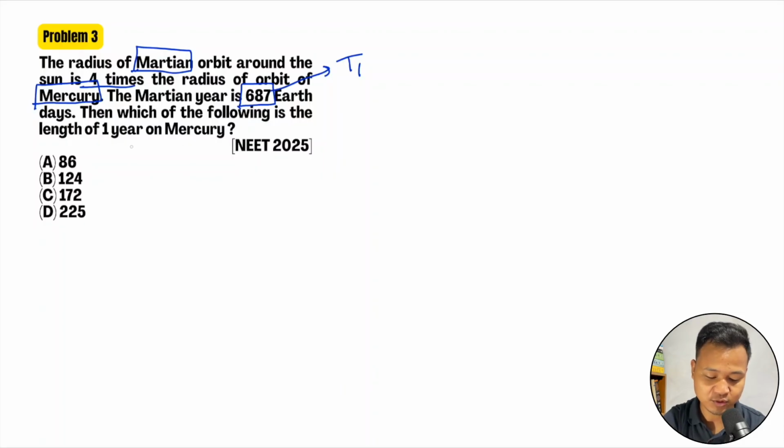The question asks about Mercury. So here they ask you for Mercury, that means T2 is asked. Okay, so here what else is given? The radius of Mars is R1, and of Mercury is R2.